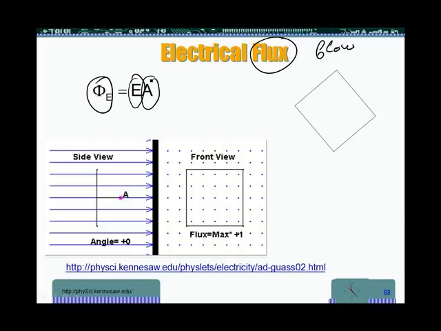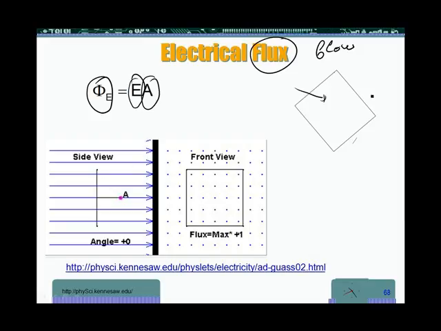Consider, for example, this area here in the form of a tilted square, and try to think of the electrical field. Think of it as water. How much of the water is going to flow into that area? Of course, water that's coming at an angle to the area is not going to all go through that area. However, water that's going to come perpendicular to the area is going to flow through that area, and that's the idea. Okay, to illustrate that, we are going to use this simulation.